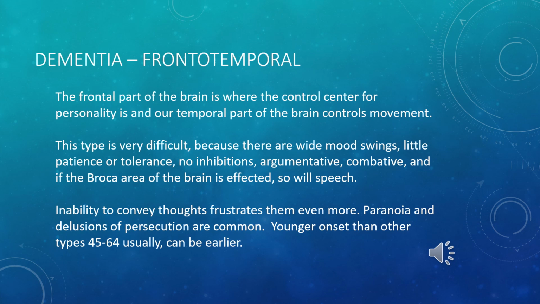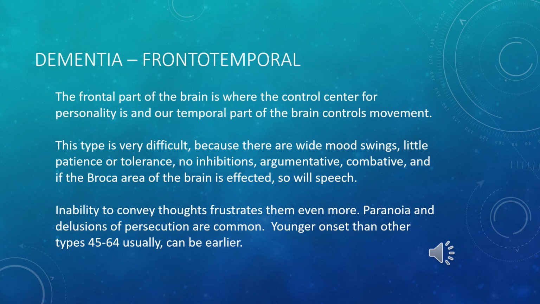Broca area of the brain is on the right temporal part of the brain, also along with the movement and function. And if that is affected, the speech is also going to be affected. They'll have difficulty expressing what they want to say, or they will recall a wrong word to try to express something. So, inability to be able to convey their thoughts will frustrate them even more.